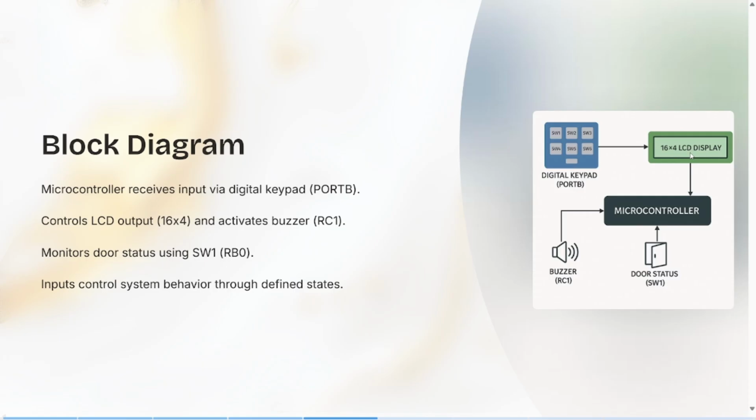Now, the 16x4 LCD display: we have used a 16x4 character display, on which we can print 16 characters on each of the four lines. We can print the instructions as well as data on that character display. This is the main MPU, that is the microcontroller, which governs and controls all these peripherals.